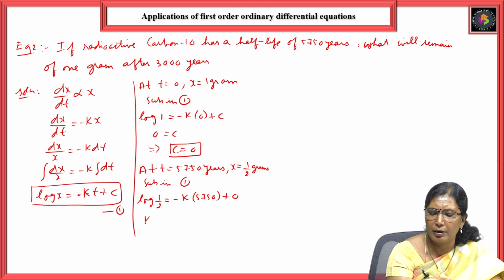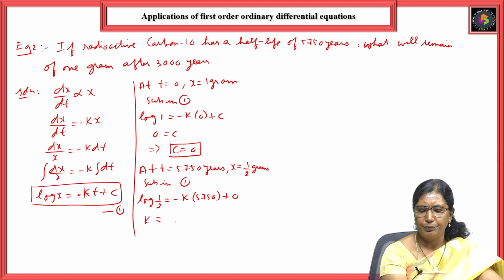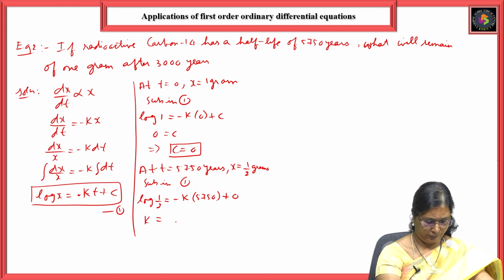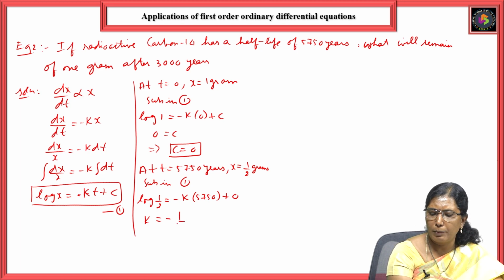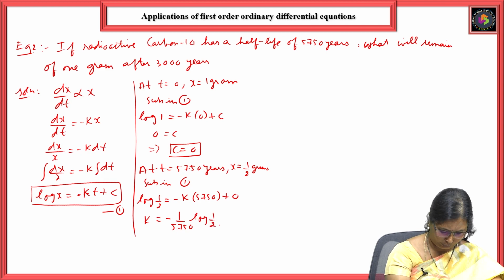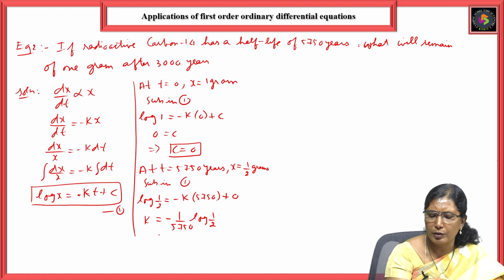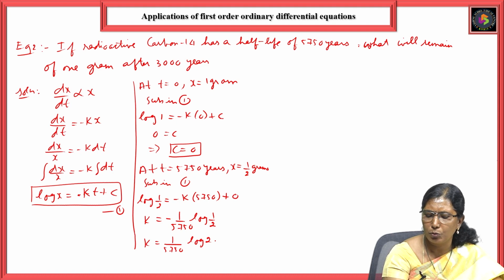Now we can find the k value. What is the k value? k is equal to minus 1 by 5750 log 1 by 2. Since it is minus, applying the laws of log, we can write this as 1 by 5750 into log 2. So log 2 by 5750, this is the value of k we have got.